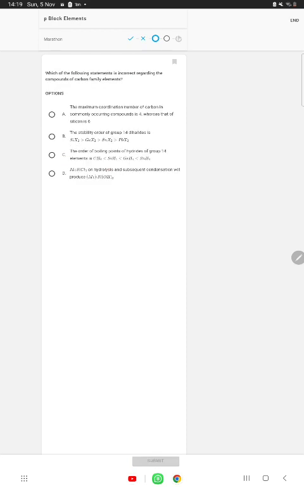I selected correct, wrong. Which of the following statements is correct regarding the compounds of the carbon family? The coordination number of carbon is commonly 4, whereas that of silicon is 6. Which of the following is incorrect? The stability order of dihalides increases, so this is wrong. Incorrect they are asking. The order of boiling point of hydrides of group 14 elements is decreasing. Wrong.